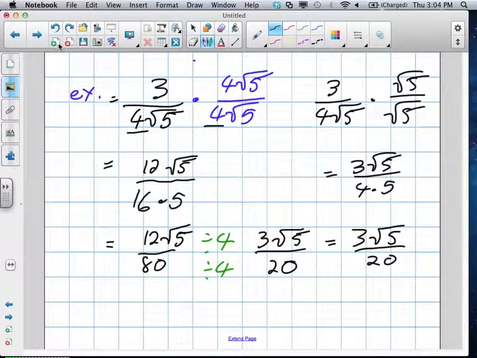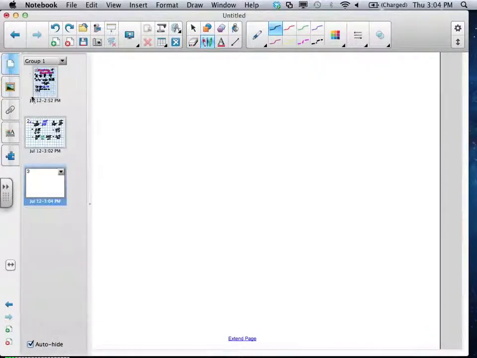We're going to skip to the next one without even stopping. The next example they've given us is when we have two terms on the bottom.